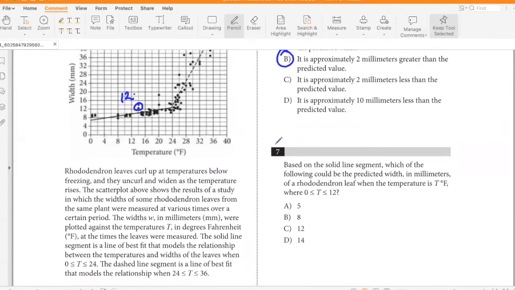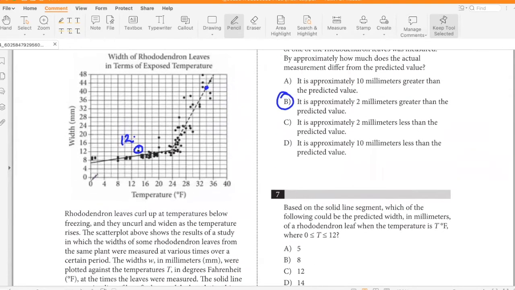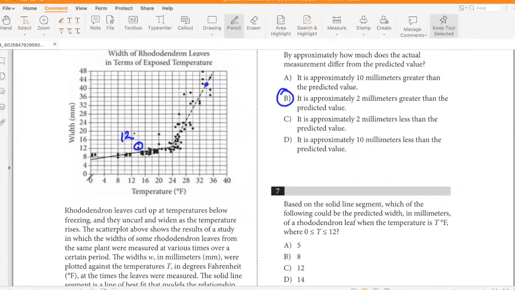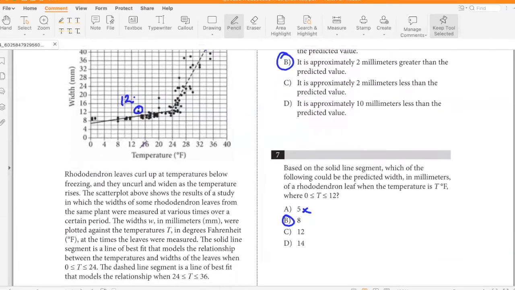Based on the solid line segment, which of the following could be the predicted width of a rhododendron leaf when the temperature is T, where T is between 0 and 12? Okay, 0 and 12, which of the following could be the width? So 5, no, 5 is not possible. 8, yeah, 8 is possible. So this is the correct answer. 12, no, 12 is much higher and 14 is also not possible. So 8.